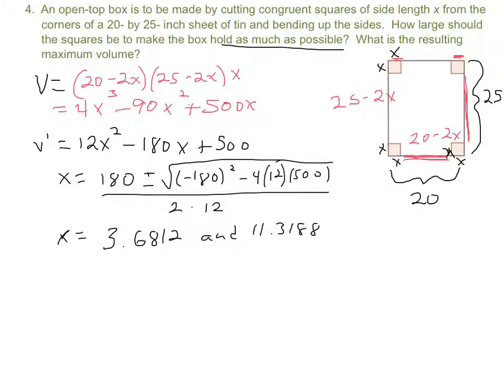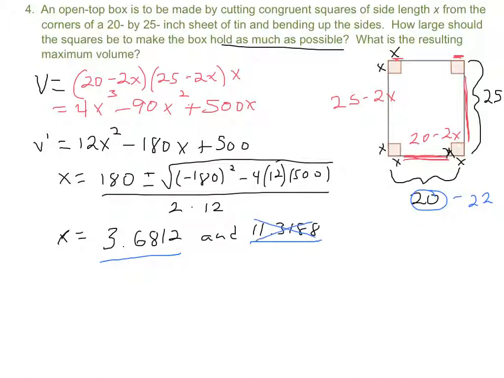We have a 20 by 25 inch sheet of tin. If our x value is 3.6812 inches, that means that we have a length of 20, and we're going to subtract about 7 inches, 7.2 something inches, and that's fine. There's not a problem with that. However, if my x value that I'm cutting out is 11.3188, then I would have a side length of 20, and I would be subtracting twice the x value, and so I would be subtracting 22 inches, and that doesn't work. That's a negative value as a side length, and we can't have that.